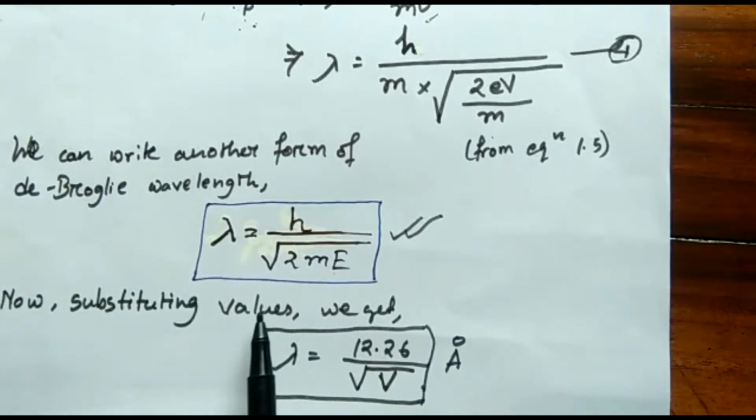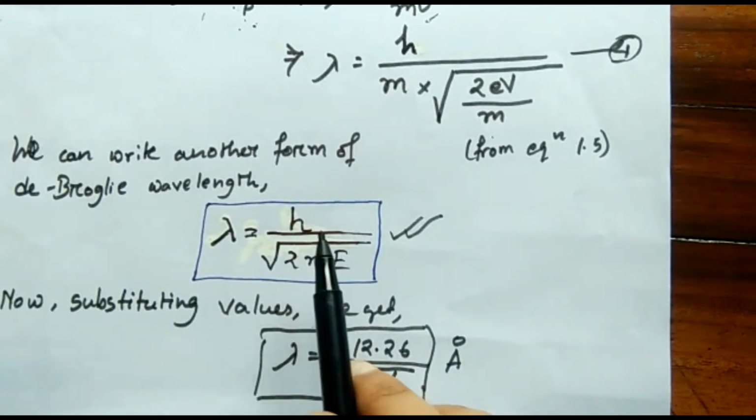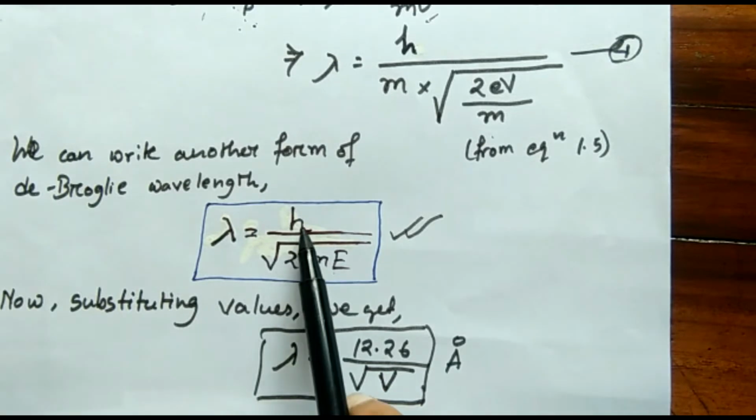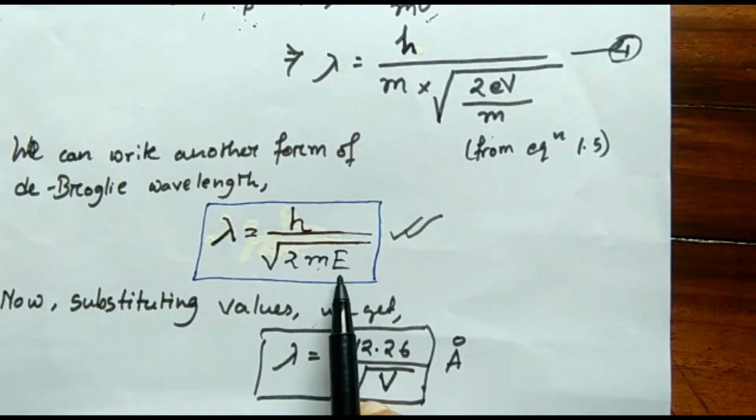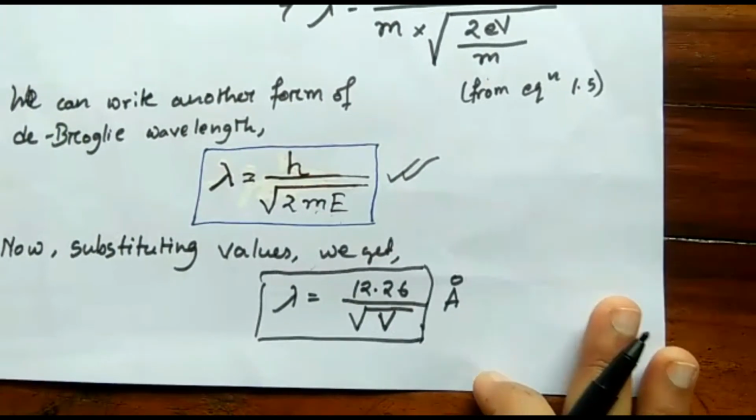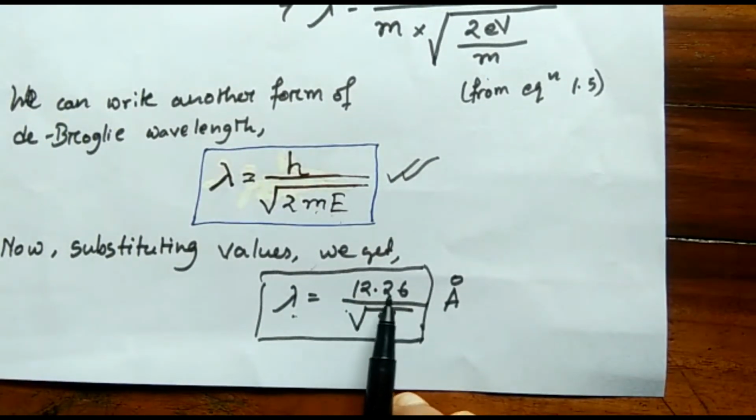Now substituting values in this formula, that is placing the value of h, that is 6.626 into 10 to the power minus 34, and then mass, that is 9.1 into 10 to the power minus 31, and then the charge e, we get lambda is equal to 12.26 divided by root V angstrom.